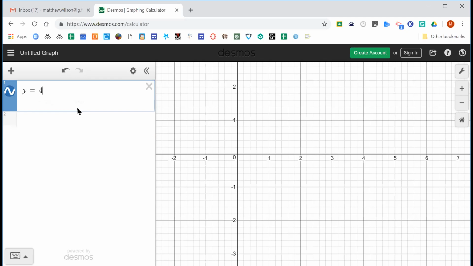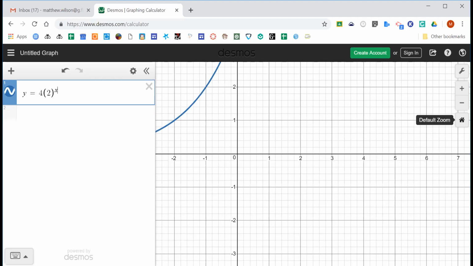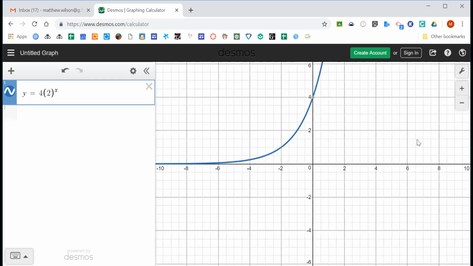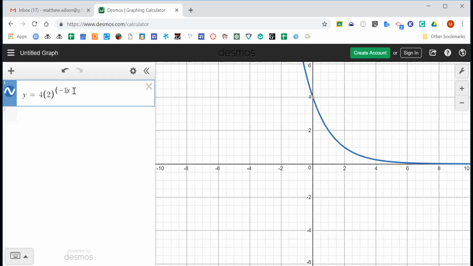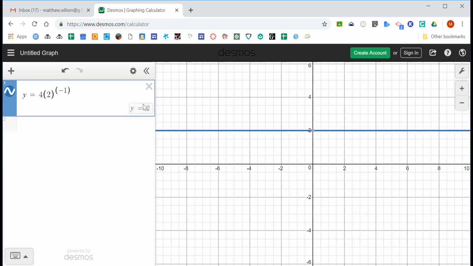So y equals 4, open parentheses, 2 raised to the x power. So I'm just going to come over here on Desmos and hit this home screen, and that's going to take me to looking at this. Now what if I want to create a table? Well, that just means I want to come up here to the x, open parentheses, and what am I going to get when I put in -1? So you see in the box here, it tells you what it would be. So when x is -1, y is 2. So you can start to build your data table.